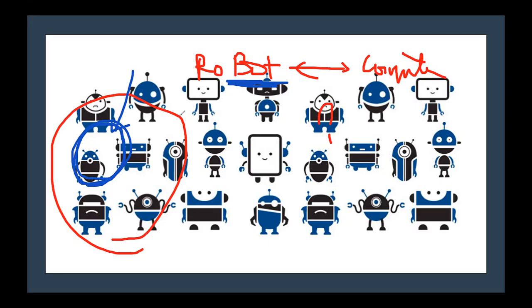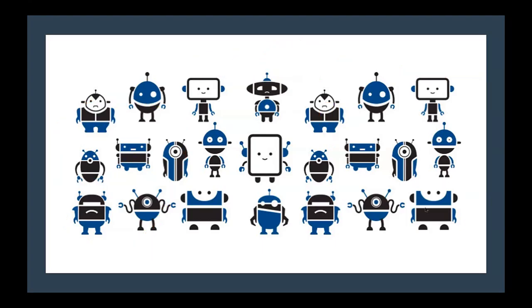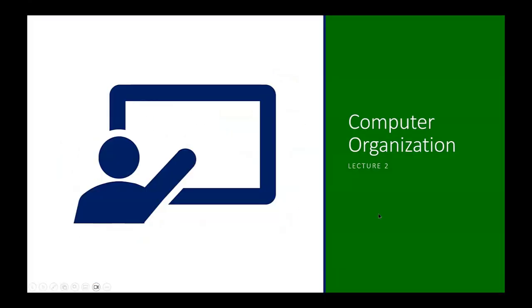A robot usually involves an automatic response, and a computer may not have an automatic response. A computer follows instructions.